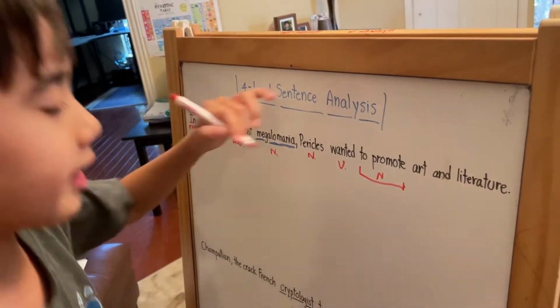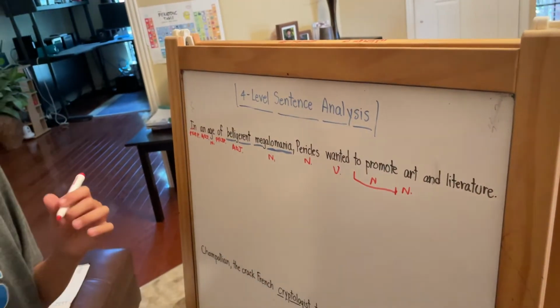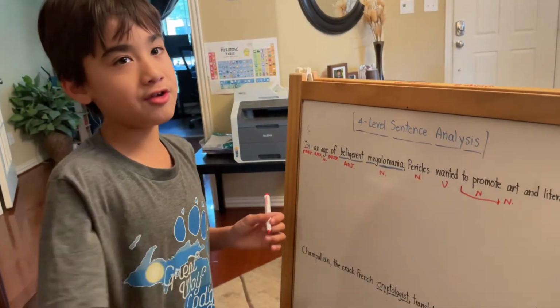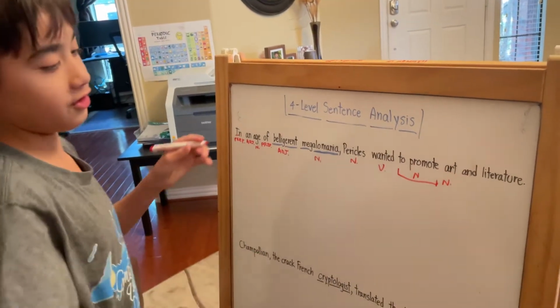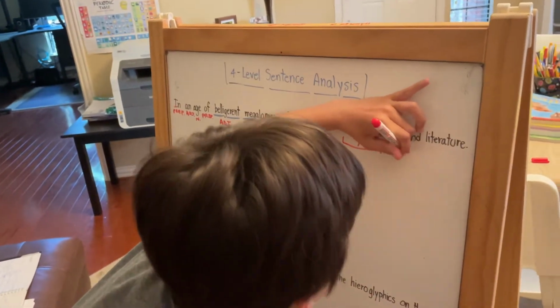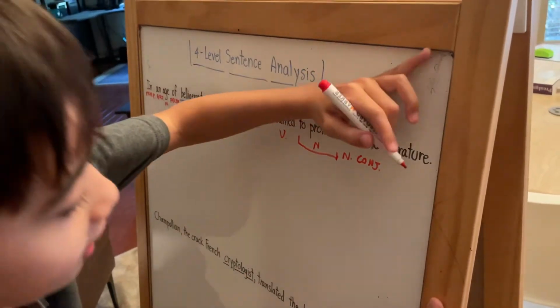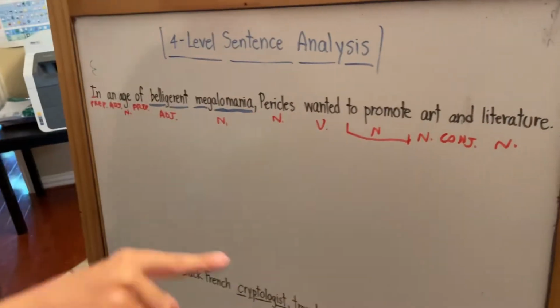And then art is a noun because it's a thing. And then and. So and usually describes a relationship between two nouns. And a relationship in parts of speech is always a conjunction. So that's why and, but, and things like that are conjunctions. Literature is another noun. And now we progress on to parts of sentence.